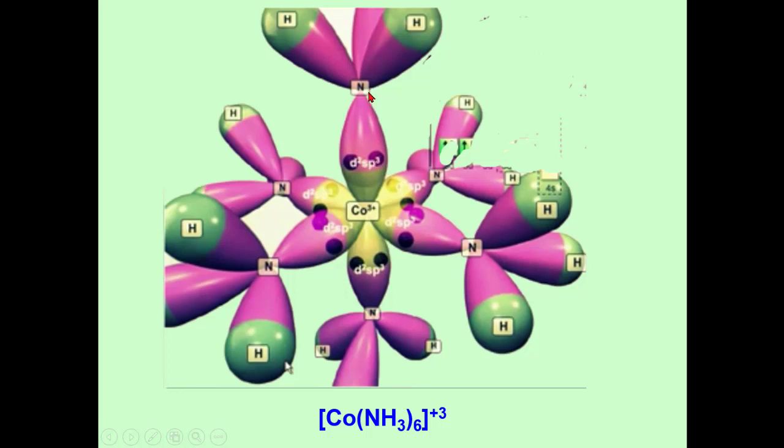These 2 electrons from the ammonia attach linearly, head-on, making a sigma bond on each side of the d2sp3. You may see here d2sp3 hybridization, and here is also d2 hybridization. You may see here the 6 ammonia molecules, 1 2 3 4 5 and 6. So there are 6 ammonia molecules surrounding the cobalt atom.